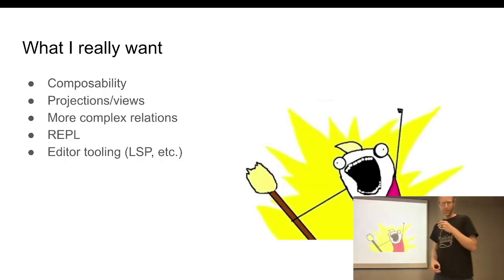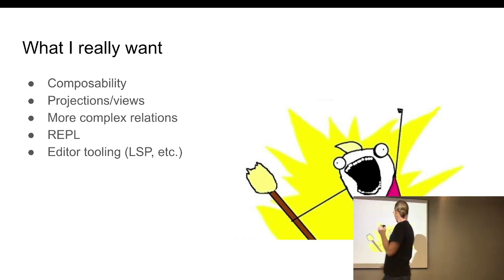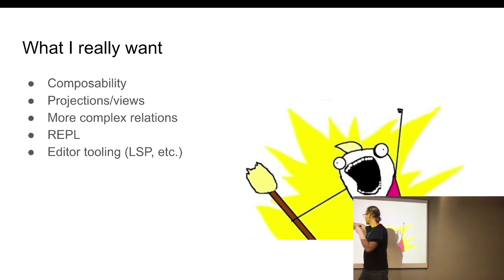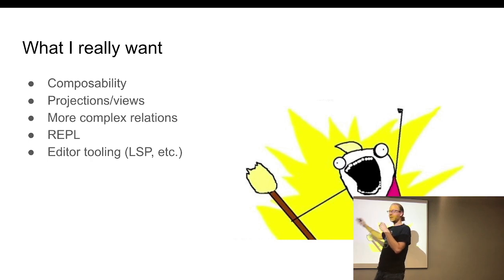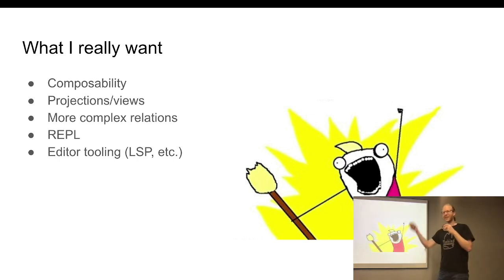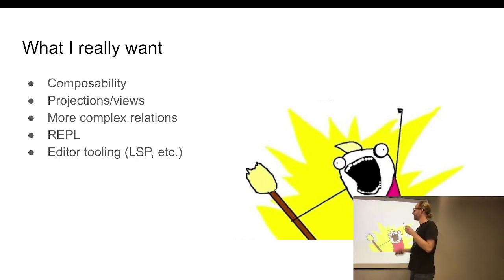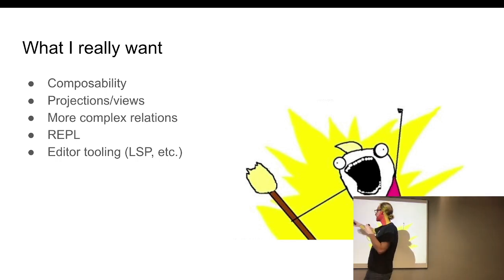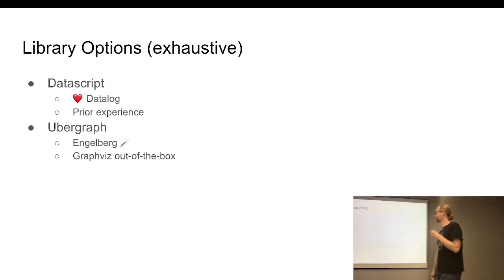Okay. How am I doing on time? All right. I've got to go fast. Okay, so what I really want, I want all the things. I want composability, I want views, projections, I want more complex relations, I want a REPL, I want editor tooling. This is a big one, right? Because if I'm relating all these things and I rename something, I want my editor to do that for me. I don't want to have to mess around and rename a bunch of things that all have the same name. So I want all these tools I'm familiar with because they would work really well for this.